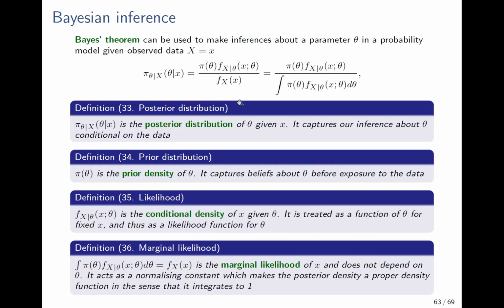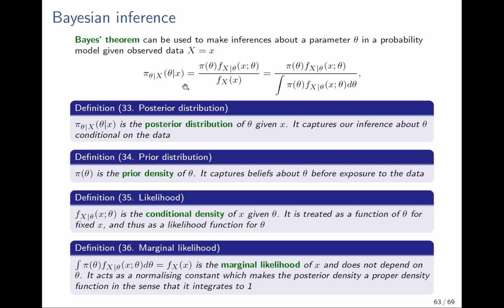Then the final component is the denominator. This is referred to as the marginal likelihood of x, and it does not depend on theta. One of the main purposes of the marginal likelihood is that it acts as a normalizing constant which makes the posterior density a proper density, in the sense that it will integrate to 1.